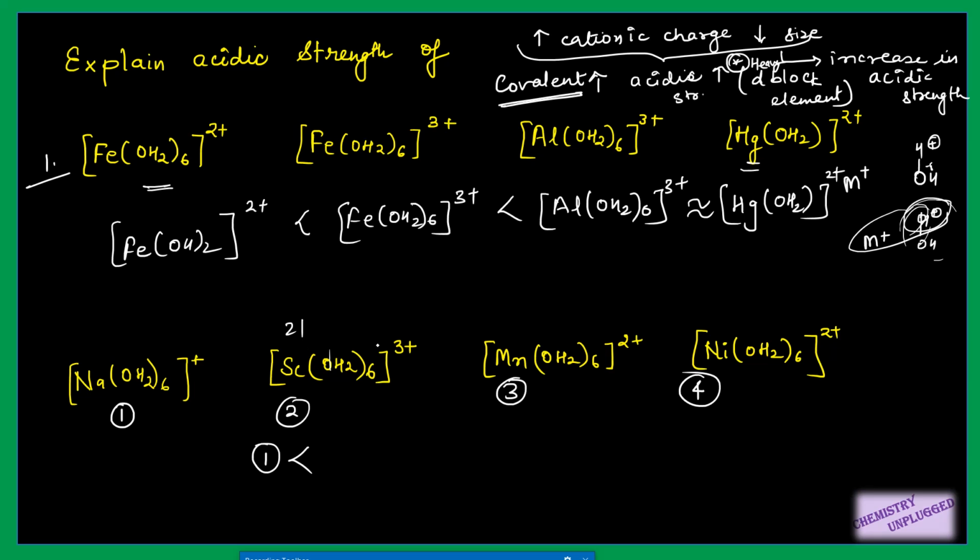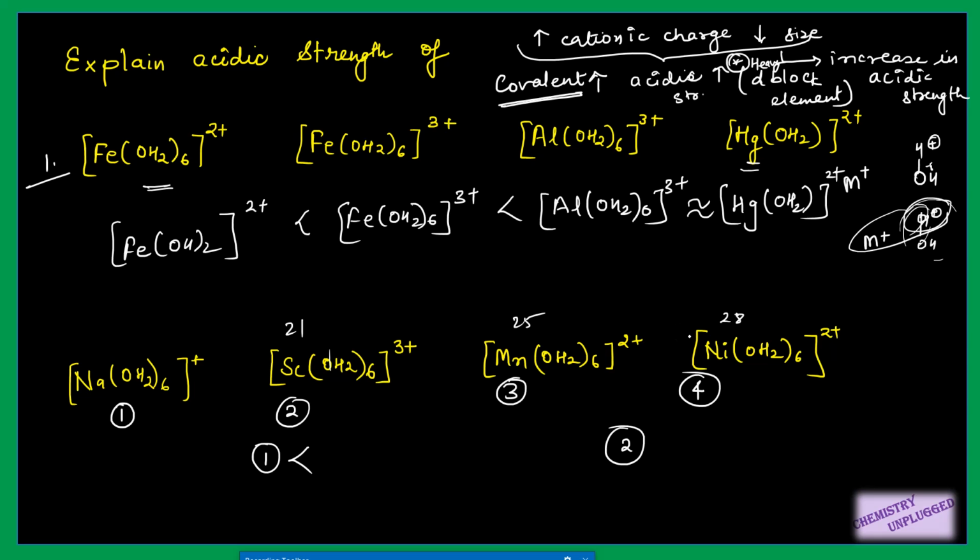Scandium has atomic number 21, manganese 25 and nickel 28, so they all belong to the same period, so their size will decrease when we move from left to right. But first we have to look at the charge. It has the highest charge, but because they belong to the same period there is not so much variation in the size, right? So we have to look at the charge first. Scandium will have the highest acidic strength because it has the highest charge.